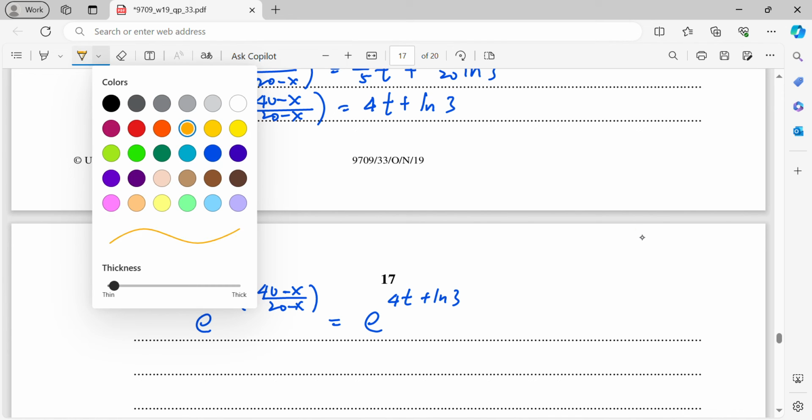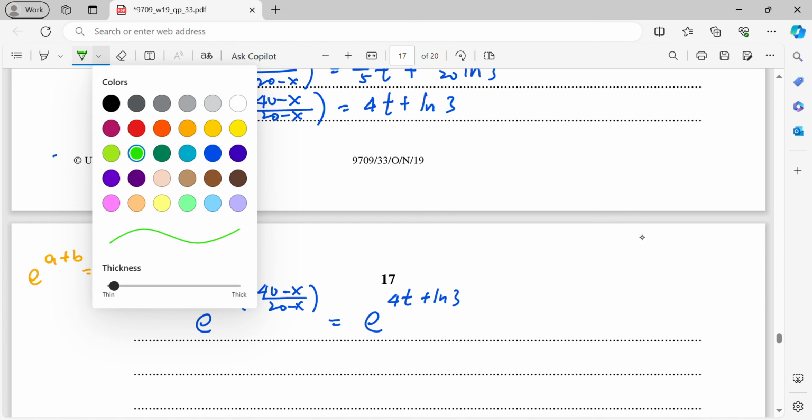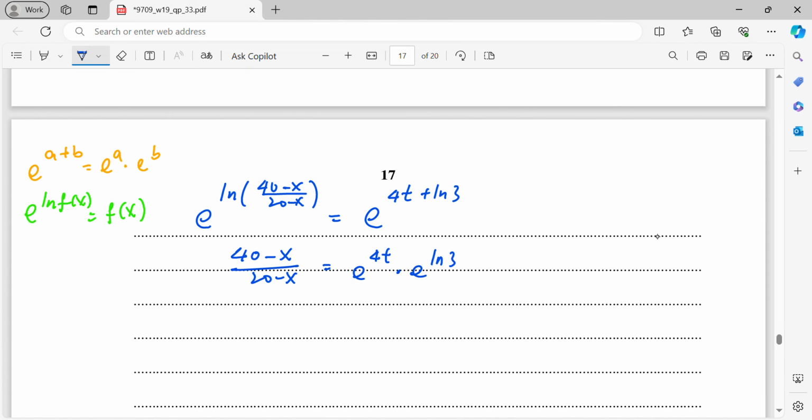Okay, for the right side, you have two terms, e to the power of a plus b, that is e^a times e^b. Okay, then from here, the e and ln on the left hand side, e and ln f(x) is basically f(x). So it means that for the left hand side, I will get 40 minus x over 20 minus x. Then for the right side, I will write e^(4t) times e^(ln 3). So the e^(ln 3) will be 3, according to e^(ln f(x)) equals f(x). So from here, I will get 3e^(4t).